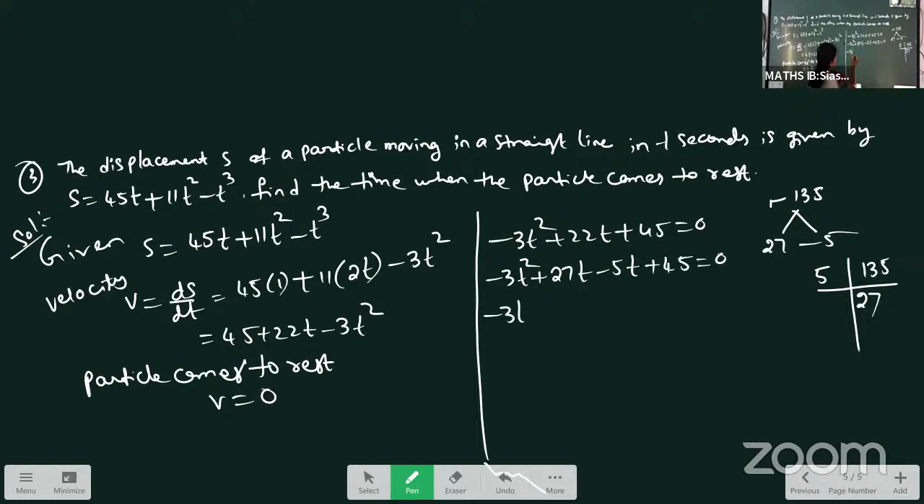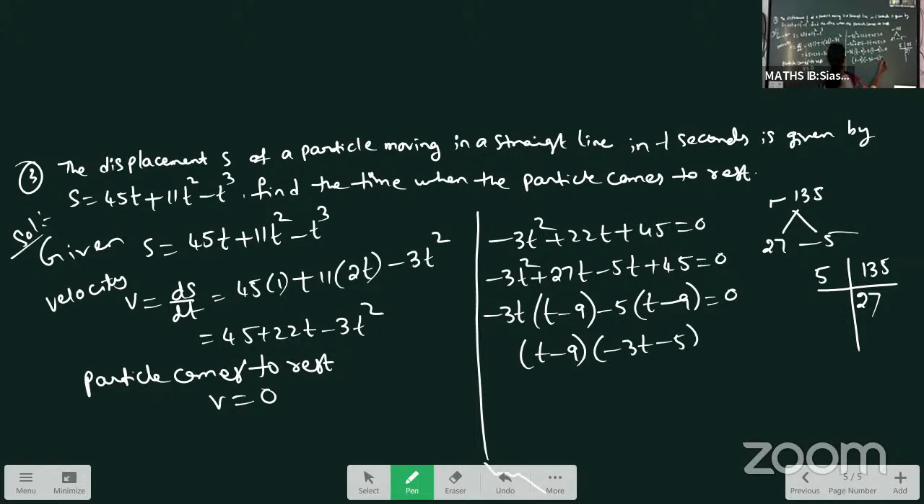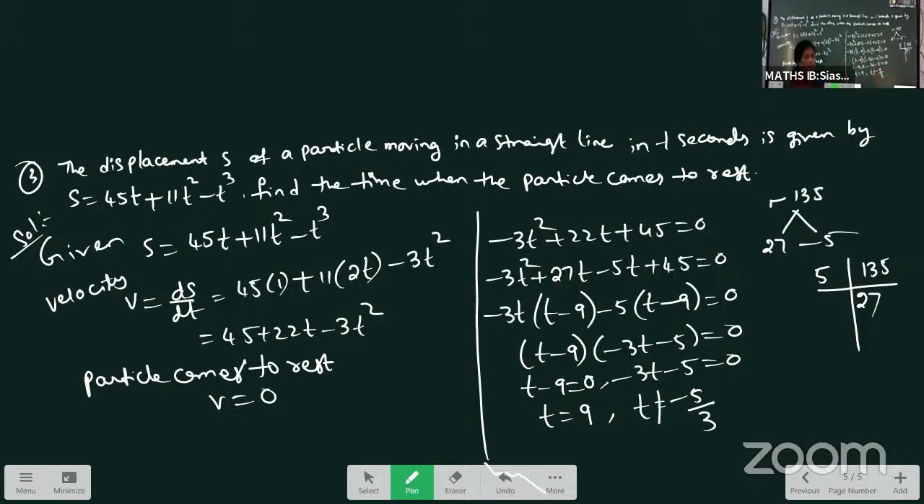Take minus 3t common, t minus 9. Take minus 5 common in the next two terms, t minus 9 is equals to 0. So again, t minus 9 into minus 3t minus 5 is equals to 0. So t minus 9 is equals to 0, minus 3t minus 5 is equals to 0. So from here t is equals to 9, from here t is equals to minus 5 by 3. But time can never be negative. So t is not equal to minus 5 by 3. Therefore, when time is 9 seconds, the particle comes to rest.